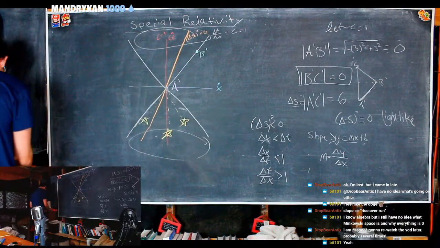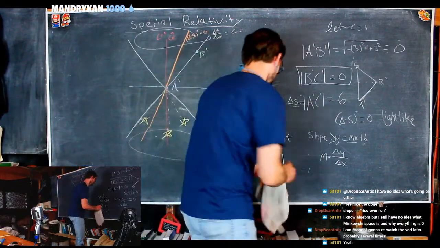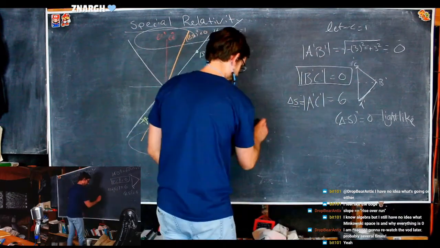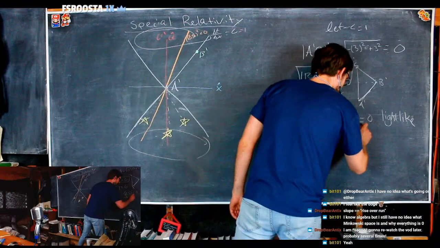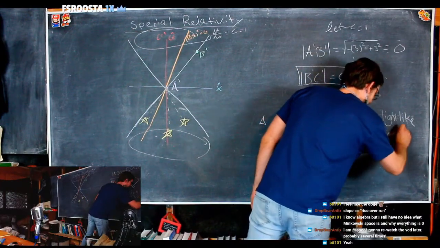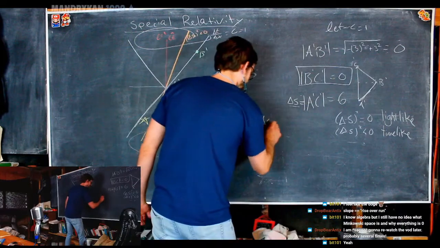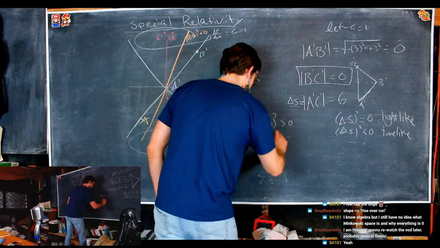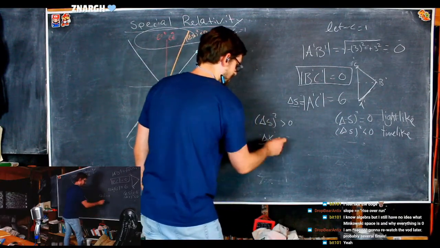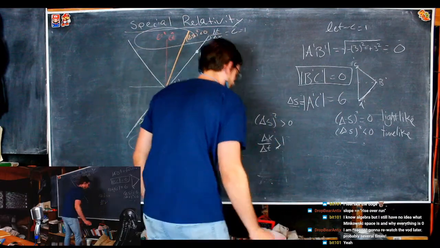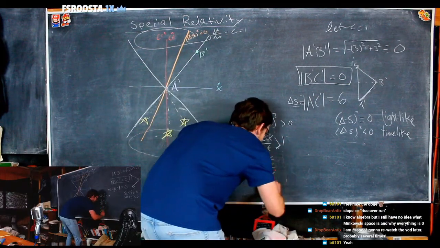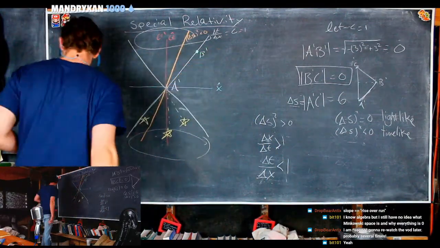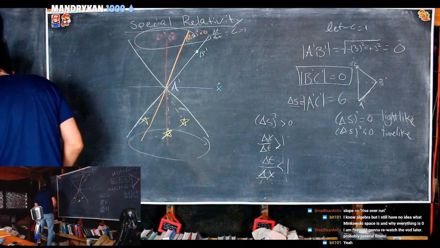So let's look at the last case. What happens when delta s squared is greater than 0? Let's write this. Delta s squared less than 0 gives us time-like. Delta s squared greater than 0, we do the same thing, except now we get delta x over delta t greater than 1, or delta t over delta x less than 1. So that means that our change in x is going to be greater than our change in t.